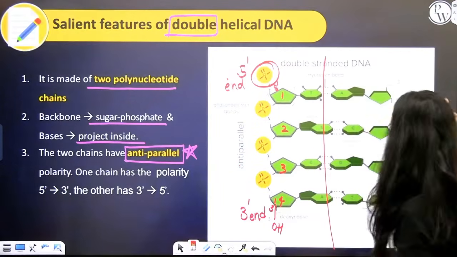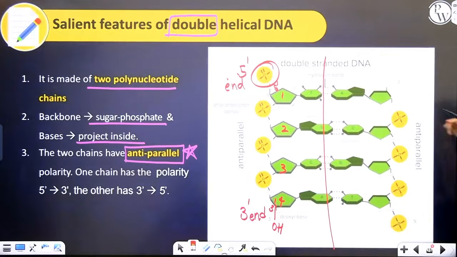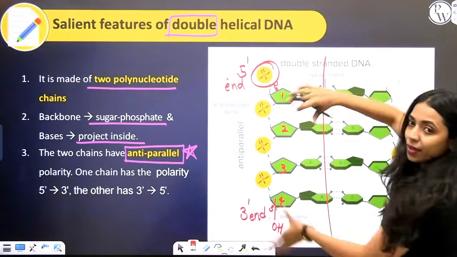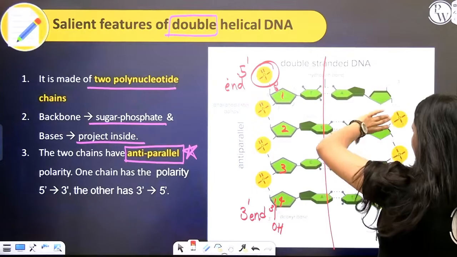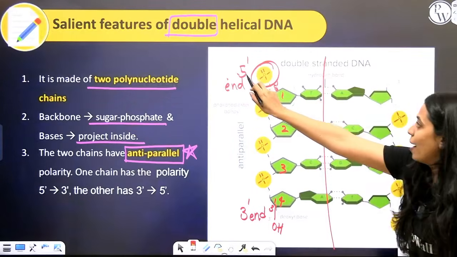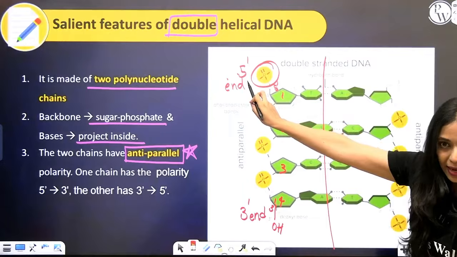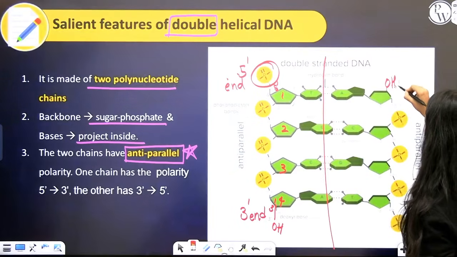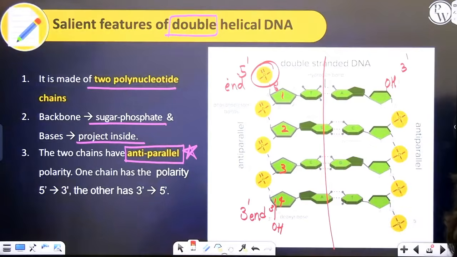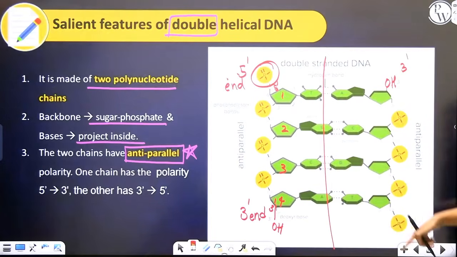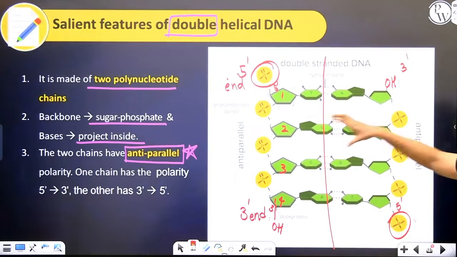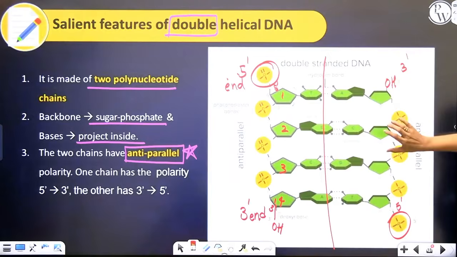This is the first strand, this is our second strand. In the second strand, you can see how this entire thing is flipped. It's like inverted. Wherever you have the phosphate group in one strand, on the same side in the other strand, you will have a hydroxyl group attached to the 3 prime carbon. On the opposite side of the same strand, you will have a phosphate group attached to the 5 prime carbon, because here this is flipped or it is inverted.